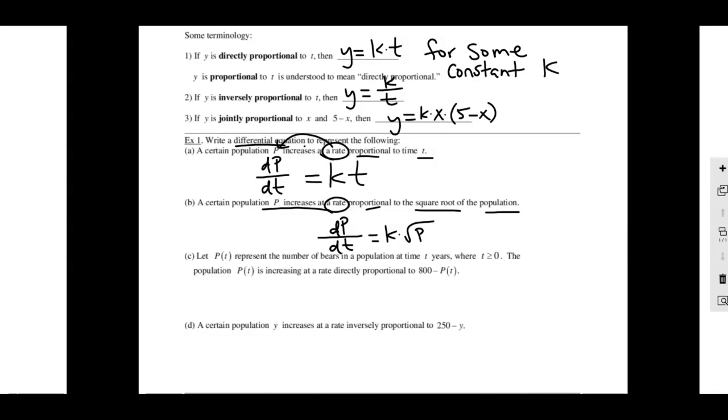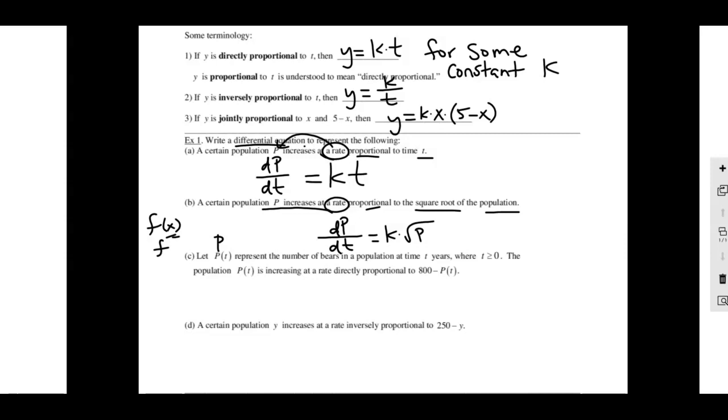Now, whether they have p of t or whether they just have p, it's the same. It's like writing f of x versus just writing f. It doesn't really matter. You don't have to put the independent variable defined with those little parentheses. You can if you want to, but you don't need to.